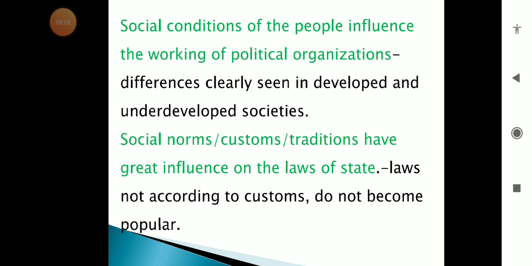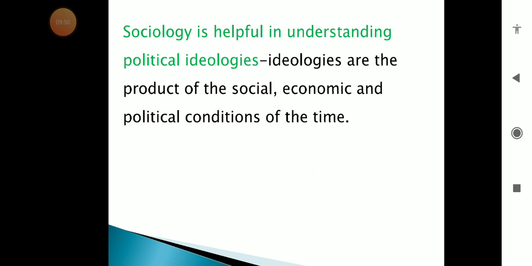Next point is that social norms, customs, and traditions have great influence on the laws of the state. Whatever laws are formed, they don't ignore the social customs and traditions, right? And if the laws ignore those social customs and traditions, they do not become popular among the people, among the masses. So the laws which are not in accordance with the customs of society do not become popular, right? So social norms, customs, and traditions have great influence on the laws of the state.